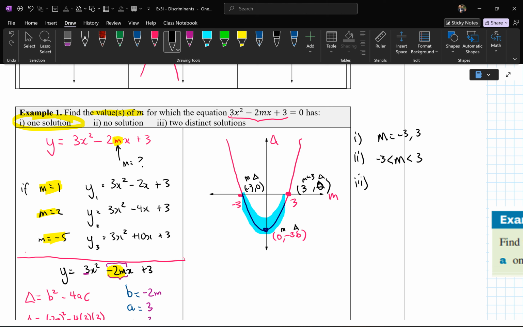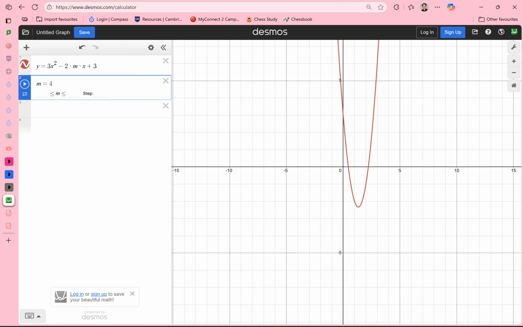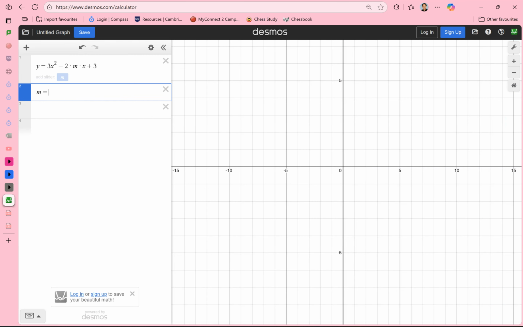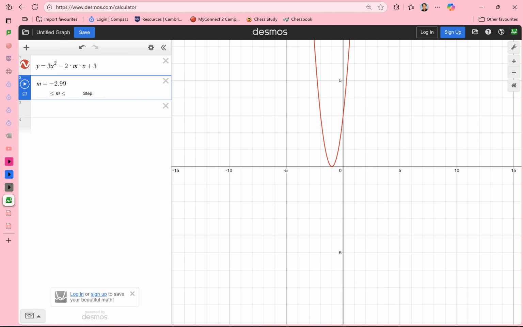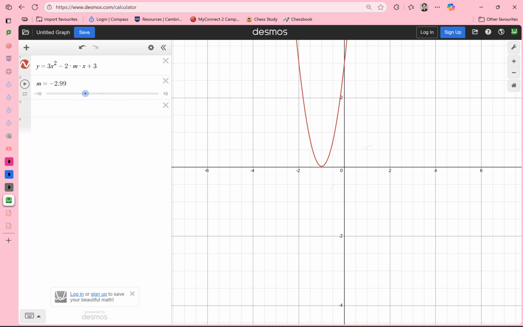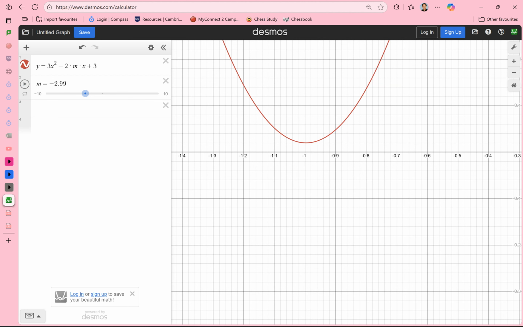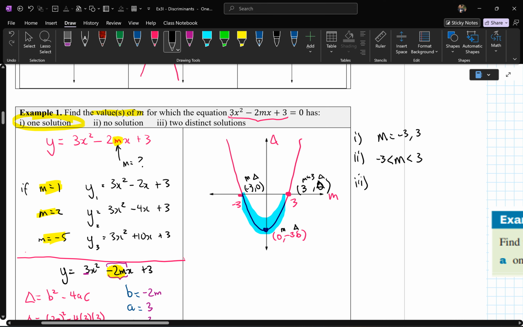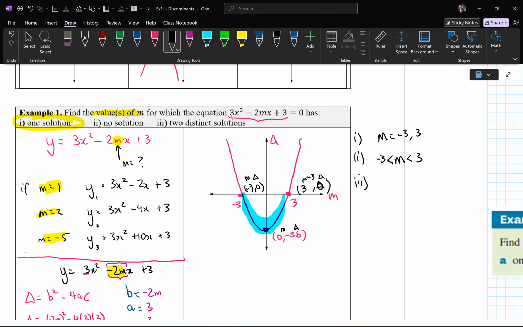So you can even try on Desmos. If I tried on Desmos and I did negative 3, it's positive, negative 2.99. That's in between. It looks like it's 1. But if you really zoom in, it's going to be none. Because I said, pick a number between negative 3 and 3, and negative 2.99 is just shy of negative 3. And so that's why I know it's going to have no intercepts. Does that make sense? Yeah?